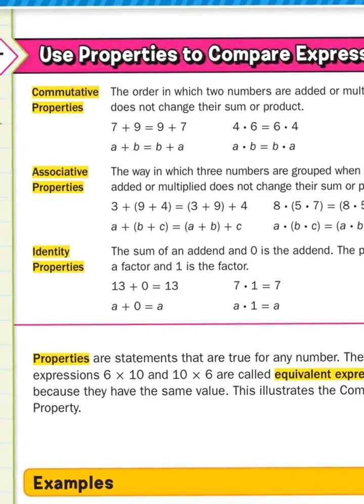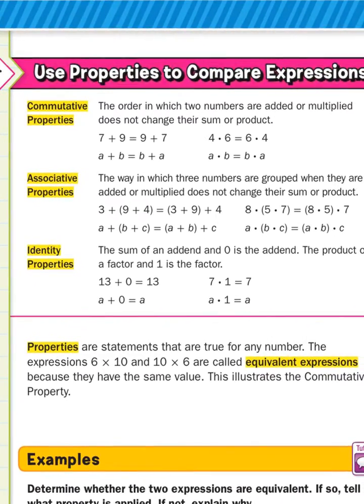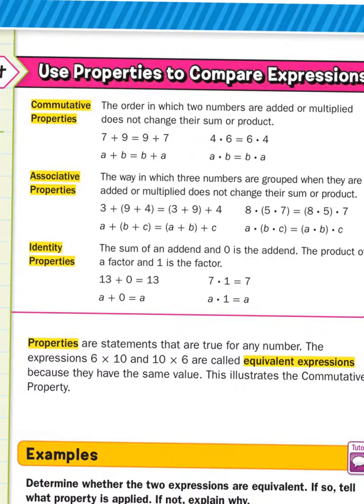So first off is the commutative property. The commutative property says when you add and subtract, the order of the two numbers doesn't matter. So for example, 7 plus 9 is 16, 9 plus 7 is 16. You can switch the order around. It also works for multiplication, 4 times 6 and 6 times 4.